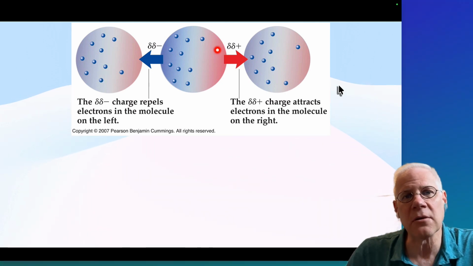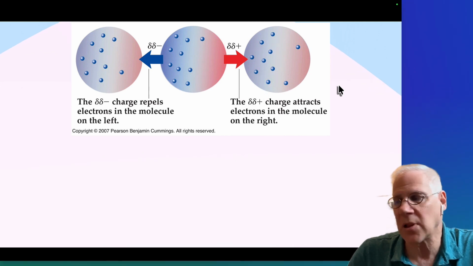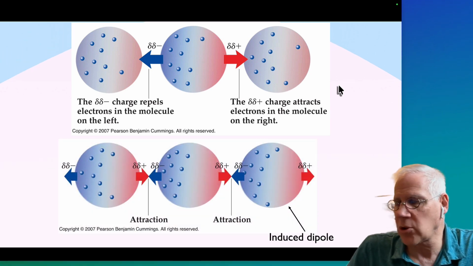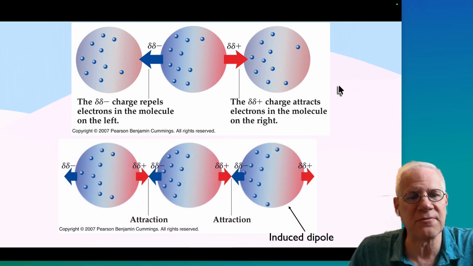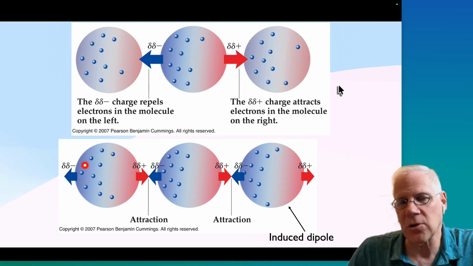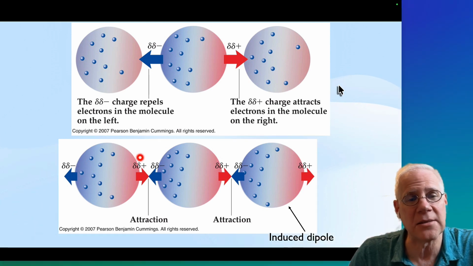Vice versa, over here, we have that delta-delta plus, the teeny tiny plus. Well, pluses attract negatives. And so the electrons in this adjacent molecule are attracted to that teeny tiny plus. And what that does is it causes those molecules on the left and the right to develop their own dipole. Because now this molecule, having had its electrons pushed to one side, developed a teeny tiny minus and a teeny tiny plus.